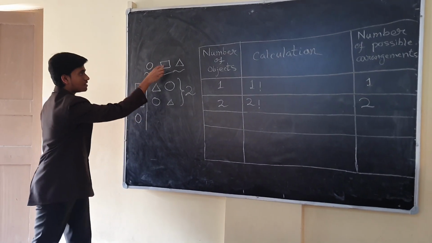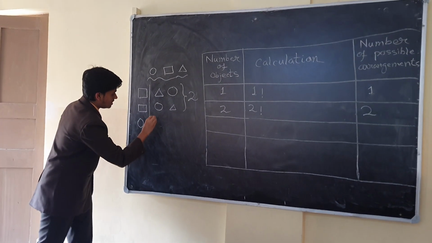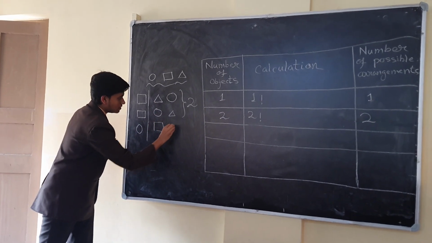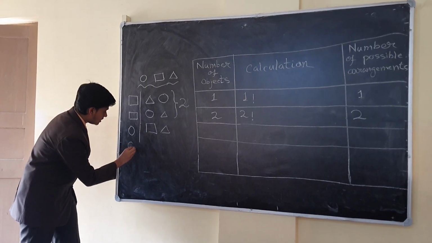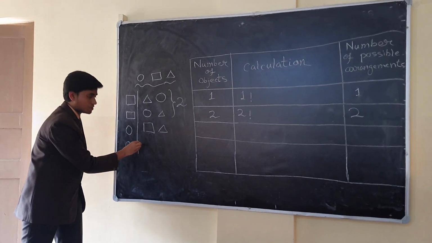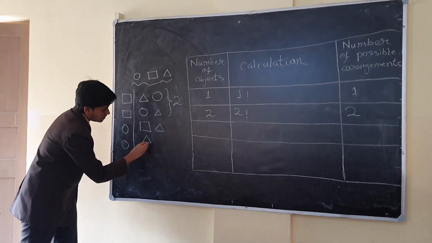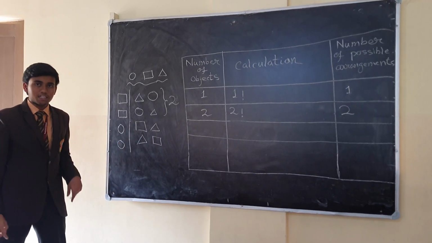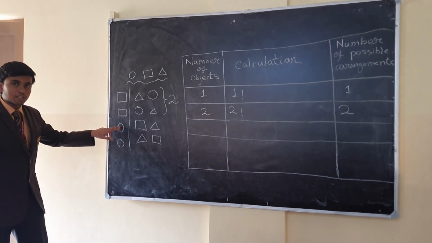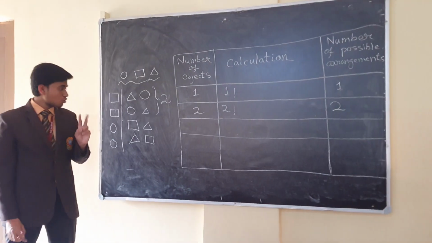Now let us take the circle in the first place. I am left with the square and the triangle. I can put the square in the middle and the triangle in the third position. This will be one arrangement. Keeping the circle in the first place, I can put the triangle in the middle, and the square will be put in the third position. This will be one more arrangement. For the circle kept in the first position, I am getting 2 more arrangements.